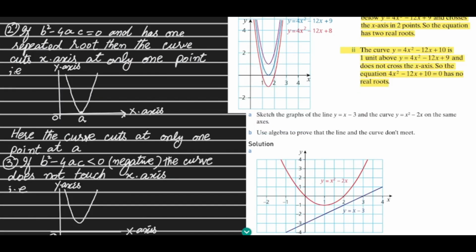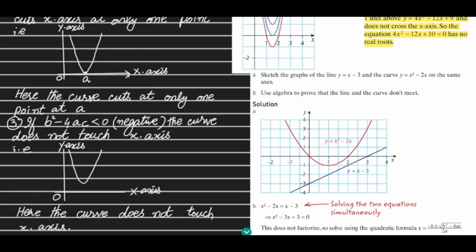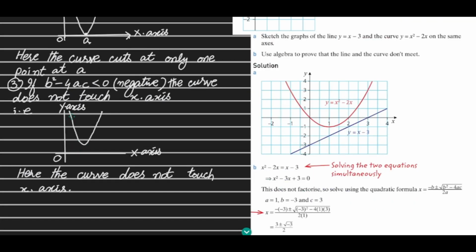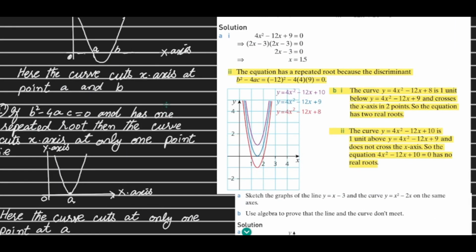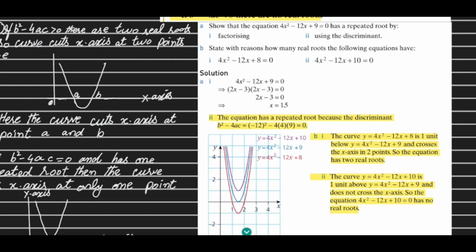Third condition: if the discriminant b square minus 4ac is less than 0, that is negative, the curve does not touch the x-axis. When the discriminant is negative, the curve will not touch the x-axis, as we are looking here. In this figure, this curve does not cut the x-axis. These are the three conditions when we check the discriminant. Now we see some examples.